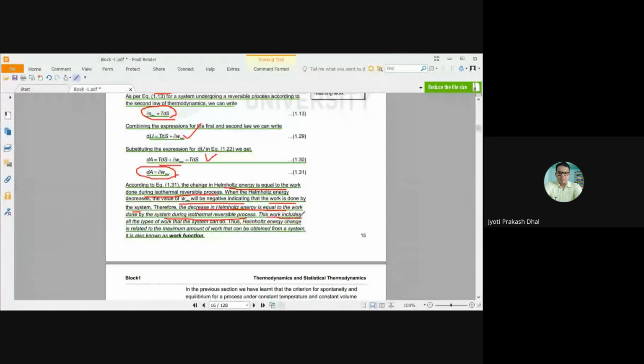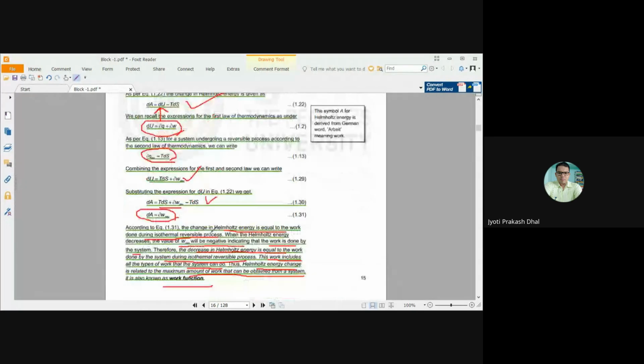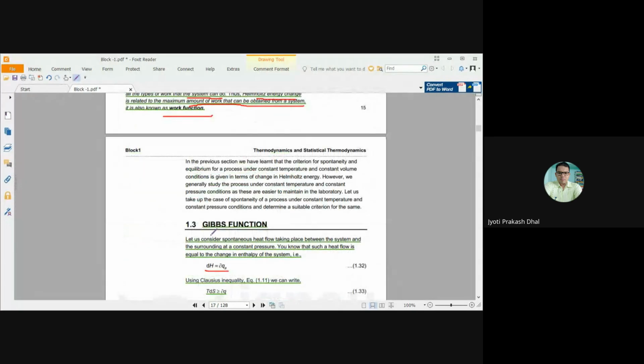This work includes all types of work that the system can do. Hence, Helmholtz energy change is related to the maximum amount of work that can be obtained by a system, and that's why that is called work function. So this is the physical significance of Helmholtz energy or Helmholtz function.